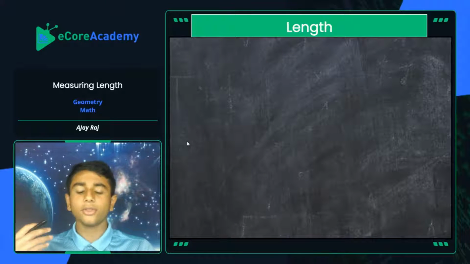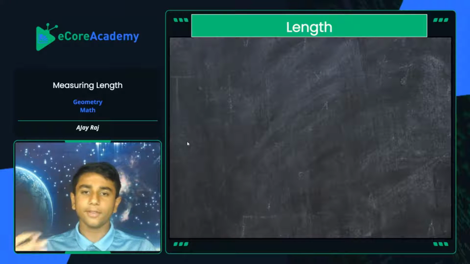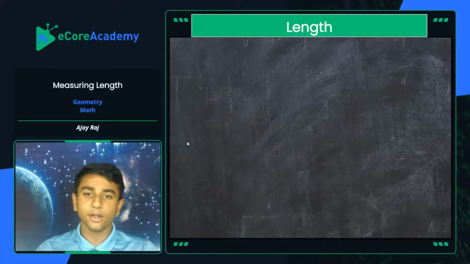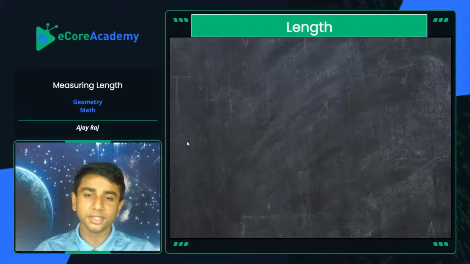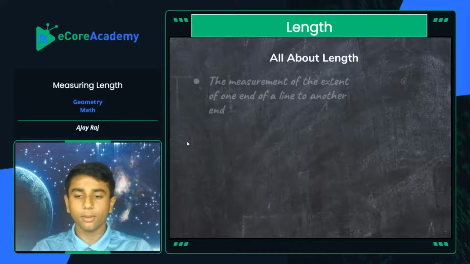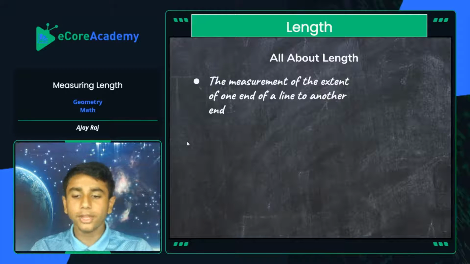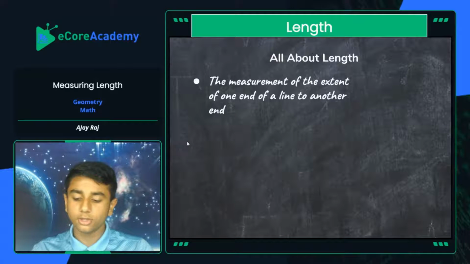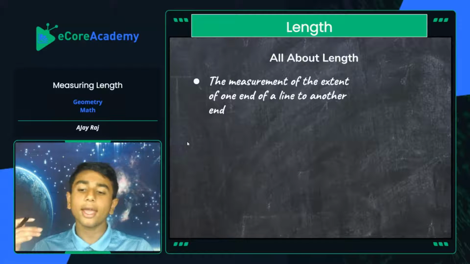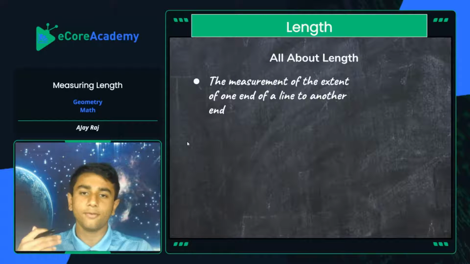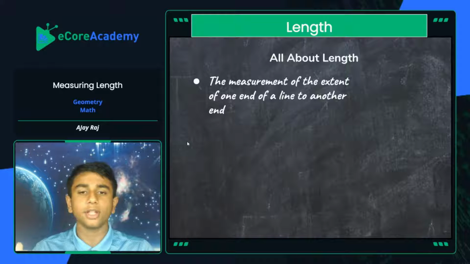Now, since we're discovering the measurement of length, it's very important that we first understand what length itself is. What is the essence of length, and what is its actual definition in geometry? So we're going to discover all about length. Length is the measurement of the extent of one end of a line to another end. Basically, it's a measurement of how wide or how long a line is, depending on what kind of dimension you're describing this line within.